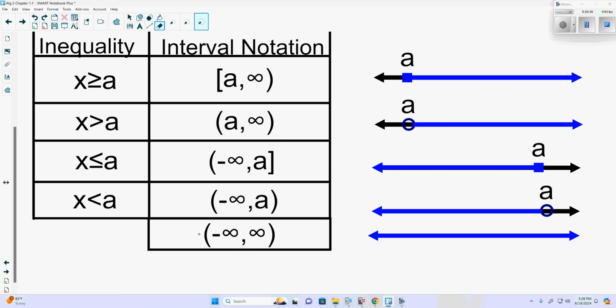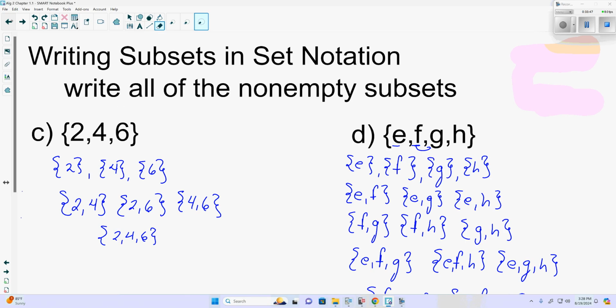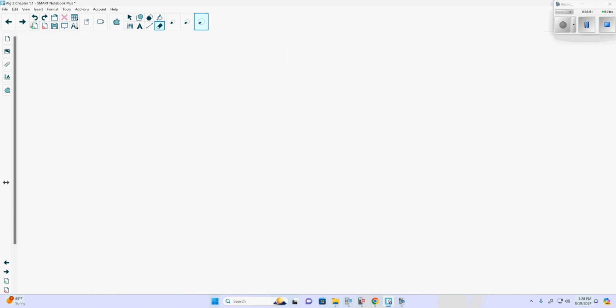Any questions on any of this here? All right. Well, not quite. There's one more thing I wanted to talk about with subsets. This isn't anything overly important.